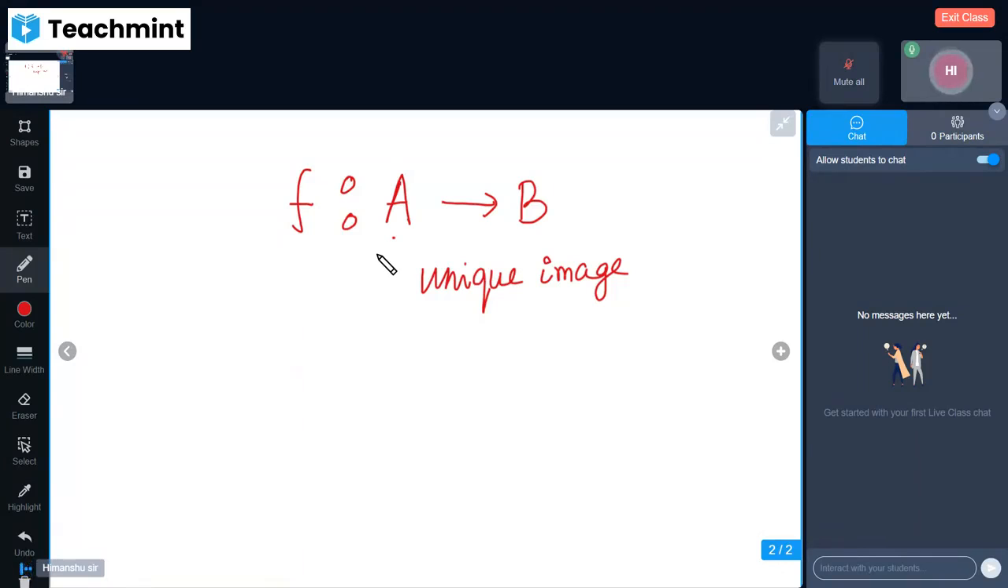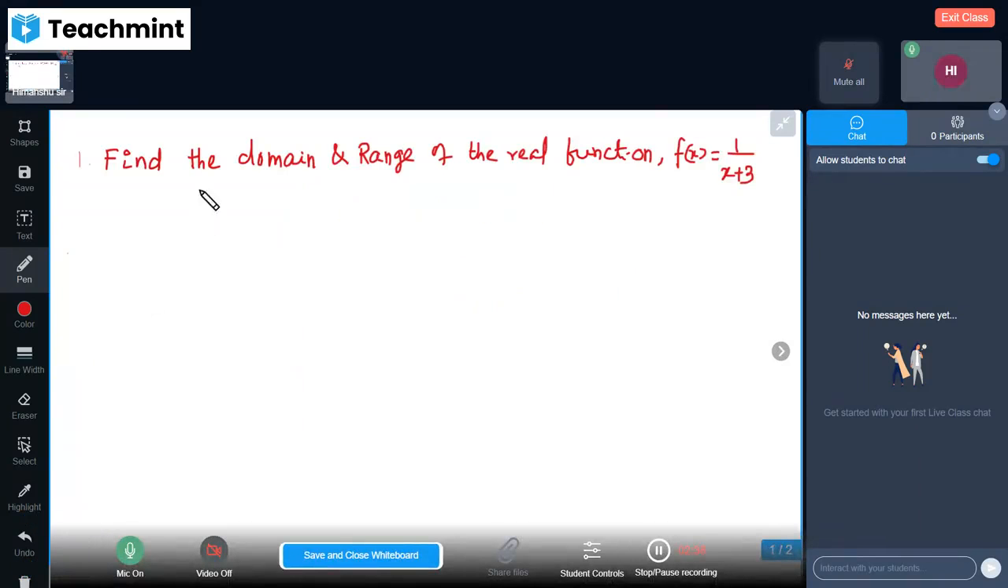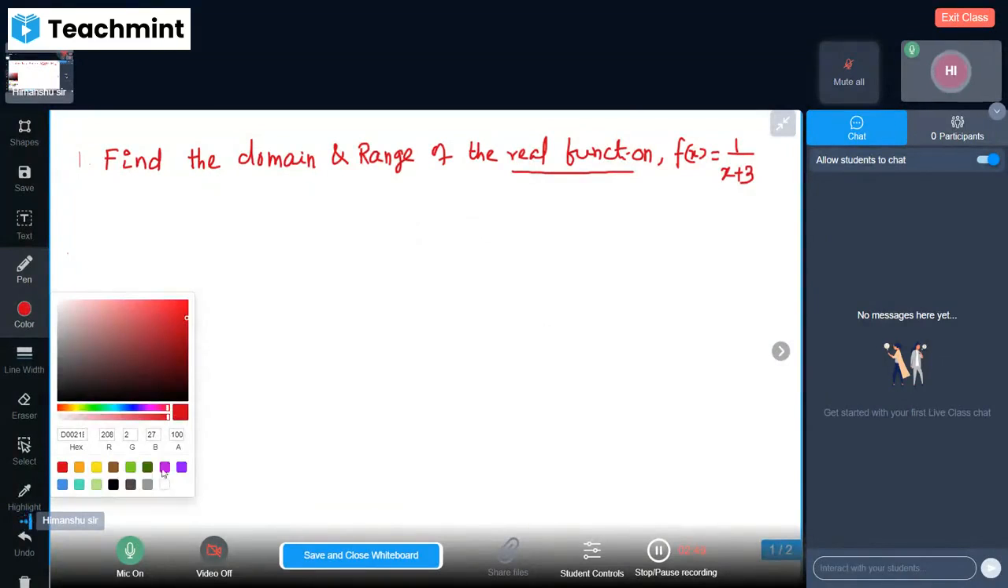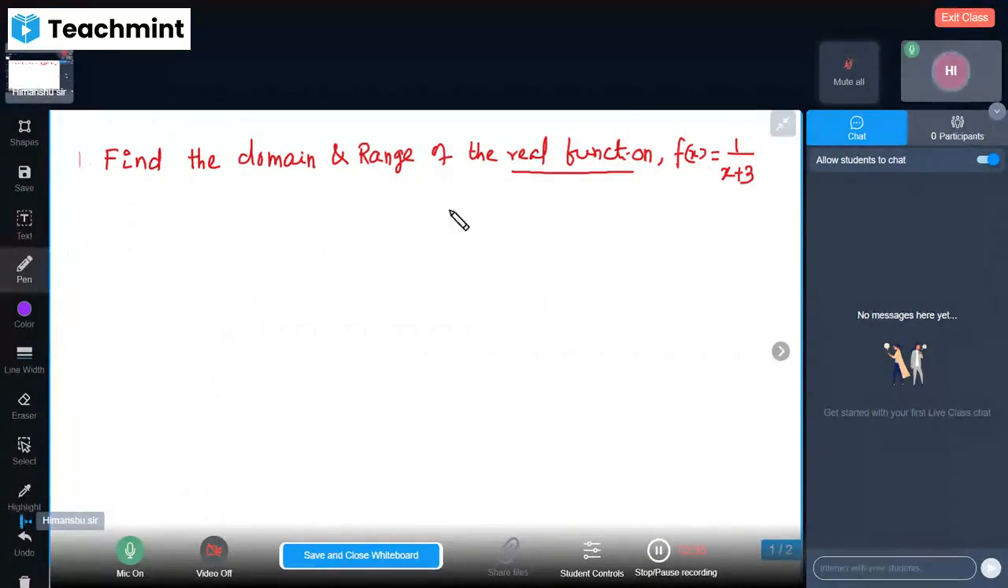So let's move to the question part. This is the question: find the domain and range of the real function. Real function means the domain is real valued, that is, the domain must belong to R. Let us move forward. So f of x is given as 1 by x plus 3. For the domain, we know that if this is a real function, then the function is mapping from real numbers to real numbers, isn't it?